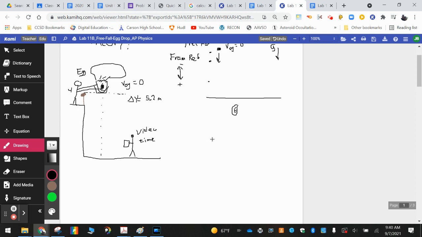Now for timing, I'll put timing over here. We have time, which we'll call delta t to describe the duration of time. From the video analysis, we'll get an initial time, and we'll also get a final time. Combined, we should get delta t, which is the time we need to use for our calculations today.